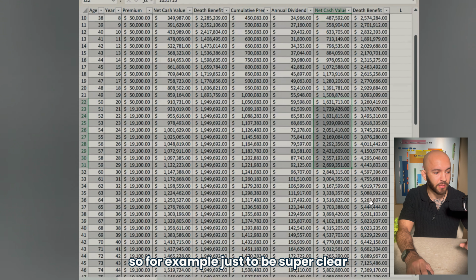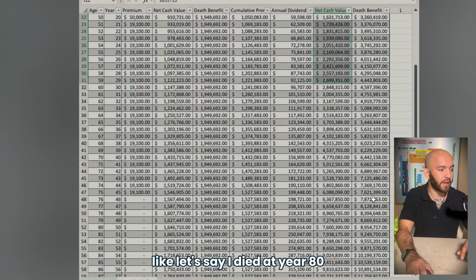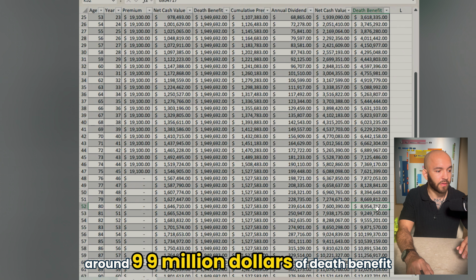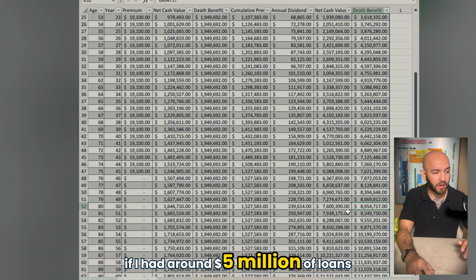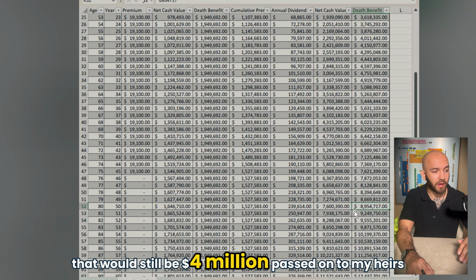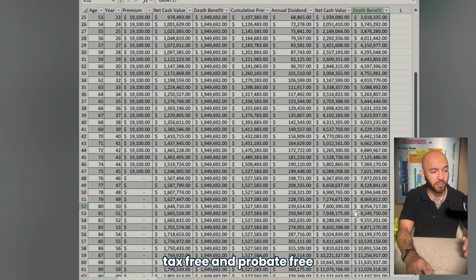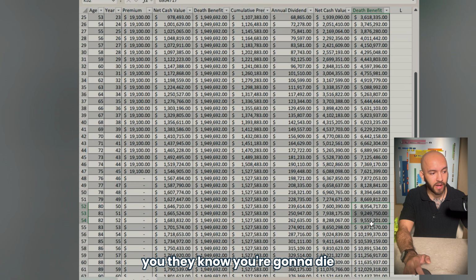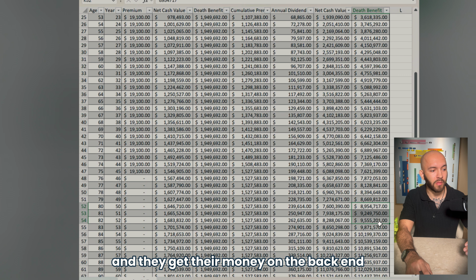So for example, just to be super clear, let's say I died at year 80. I would have around $9 million of death benefit. If I had around $5 million of loans, that would still be $4 million passed on to my heirs tax-free and probate-free, which is why these policies are so powerful. The life insurance company is banking on you dying. They know you're going to die. Everyone is going to die, and they get their money on the back end.